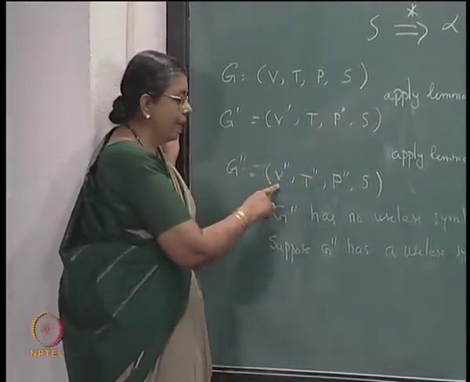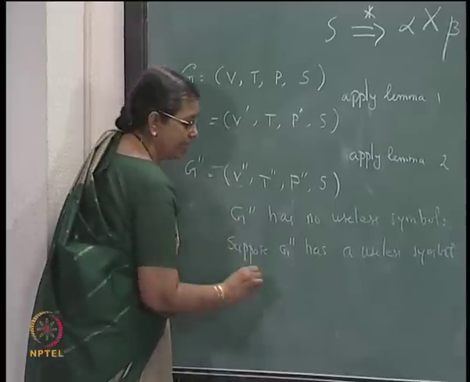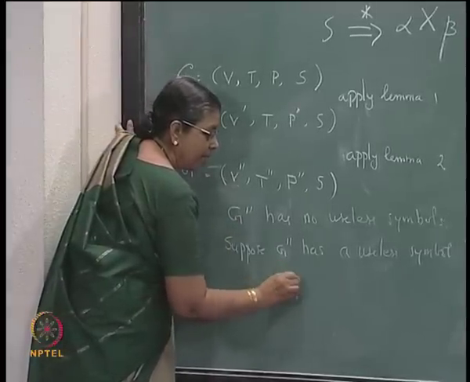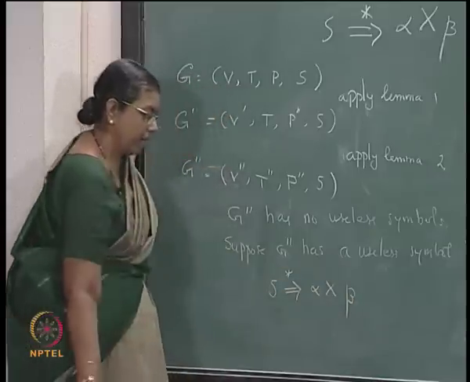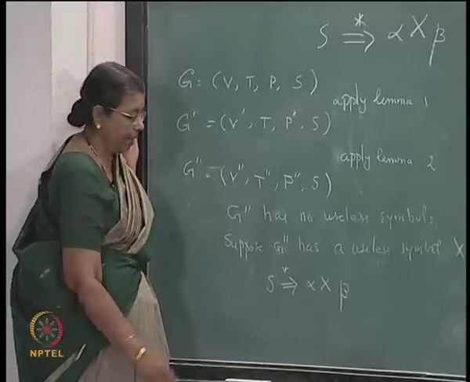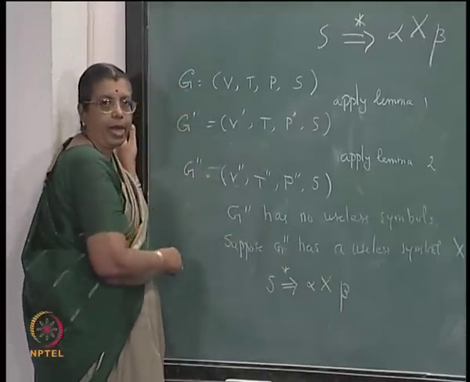So, every symbol here is reachable from S. So, G2 dash has that property. So, from S it should be possible to get something like this, right? From S it should be possible to get X, only then is that how you have obtained the G2 dash. Okay.